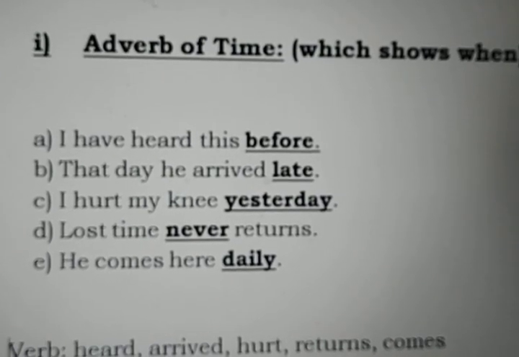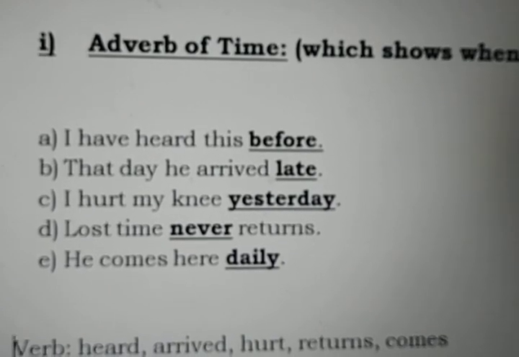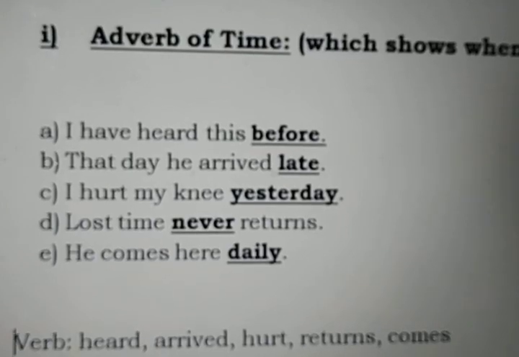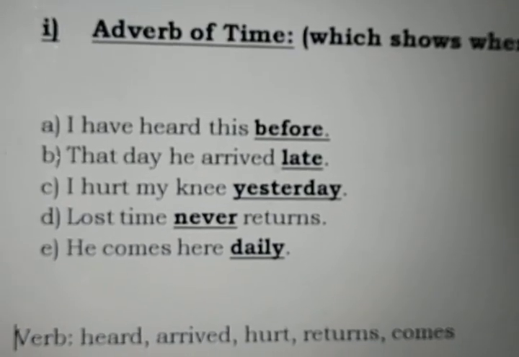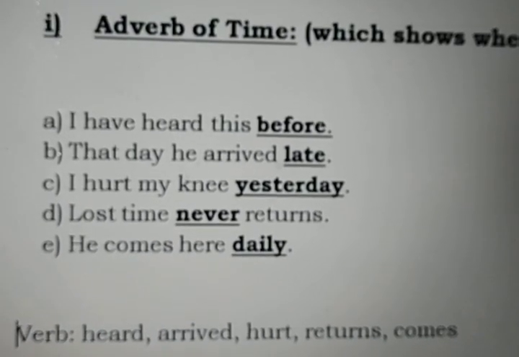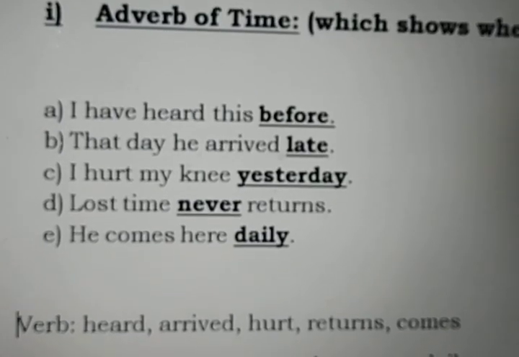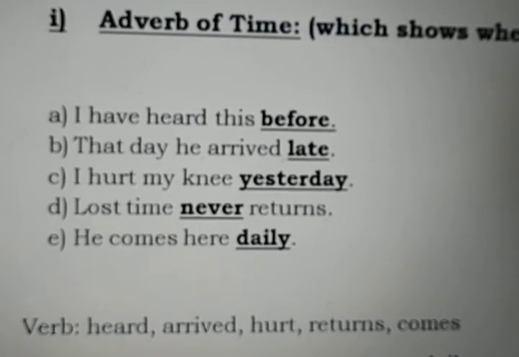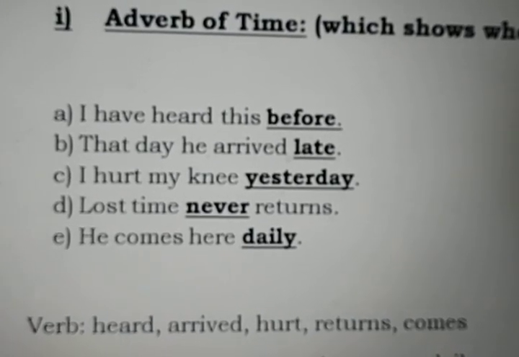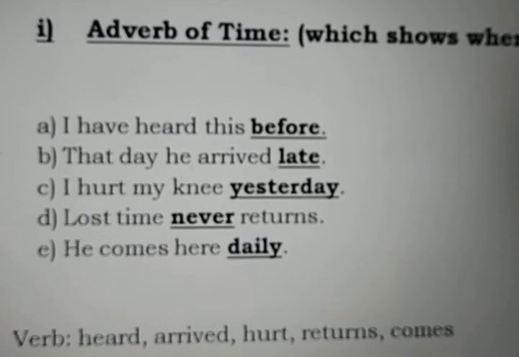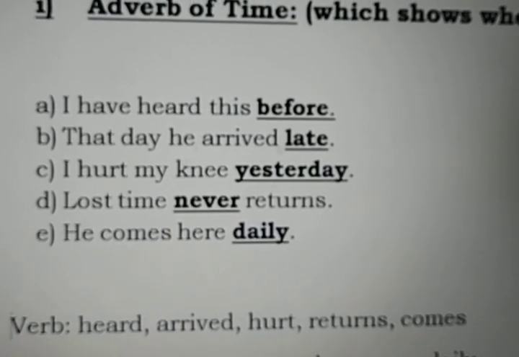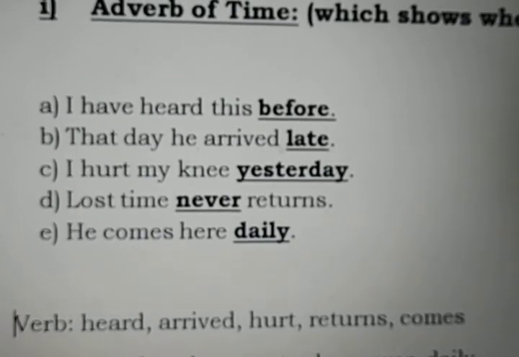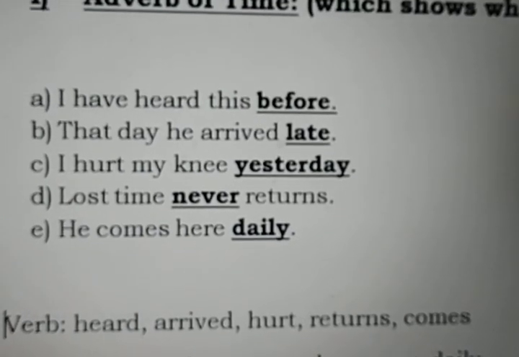So the first sentence is I have heard this. So the person has heard this. And when? Means already, means before he had heard that news. So before, it tells when the action is done. Second sentence, that day he arrived late. So the person arrived early or late. So late is your adverb of time. Third, I hurt my knee yesterday. It tells when the person hurt his knee. That is, that action took place yesterday.